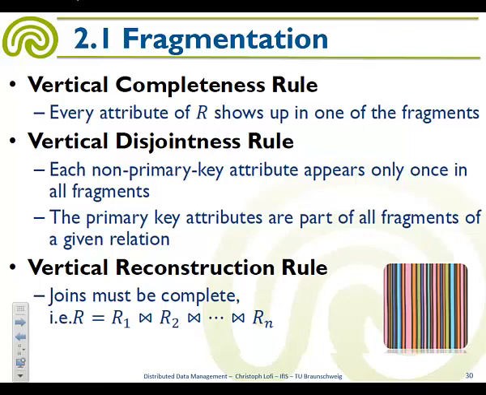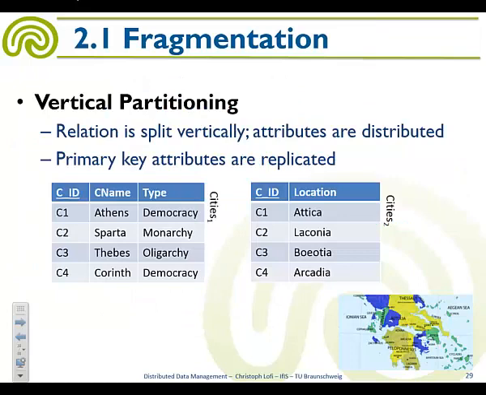So if I now join all these fragments with each other, then I can completely reconstruct the original table, as long as I did replicate the primary keys. So that's the thing I need to do here. Good. So which of these two is better?